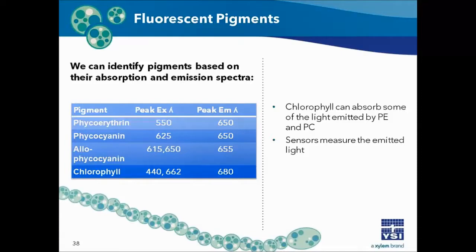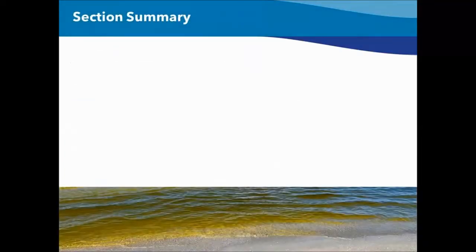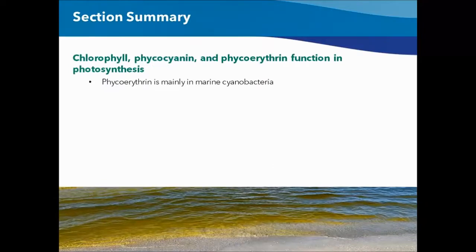Sensors measure that emitted light, and the big advantage of using fluorescence for detection is that it's super, super sensitive, and it's very specific for the specific pigments. That's a huge advantage because usually sensitivity comes at the cost of specificity. So this is an advantage of using fluorescence, and it's really a reason that fluorescence is so widely used.